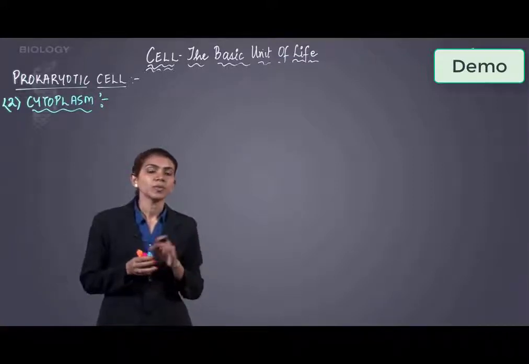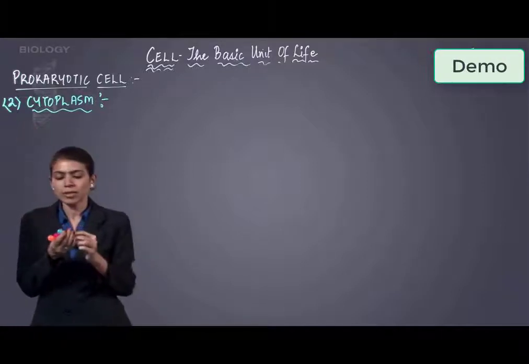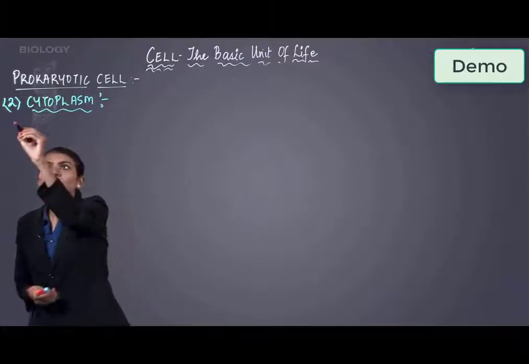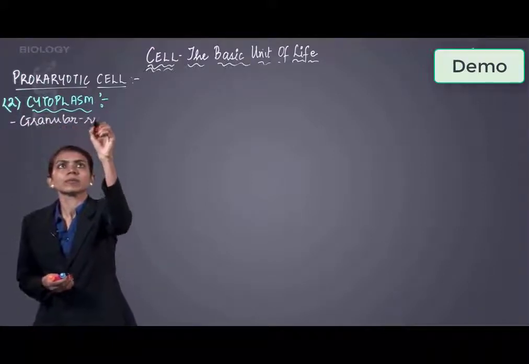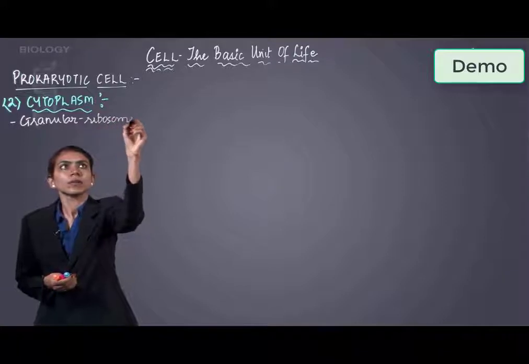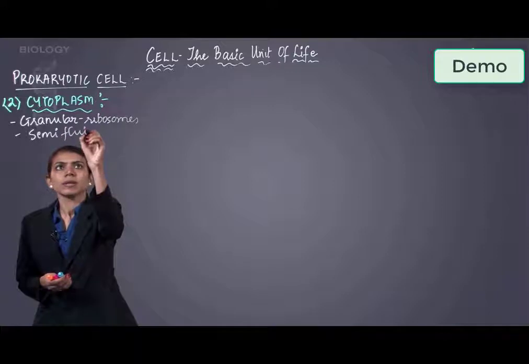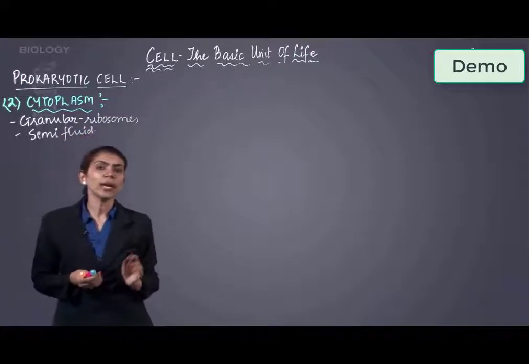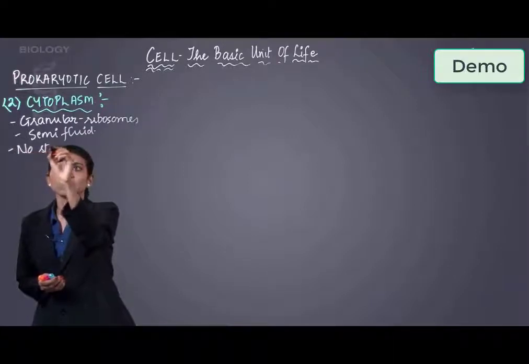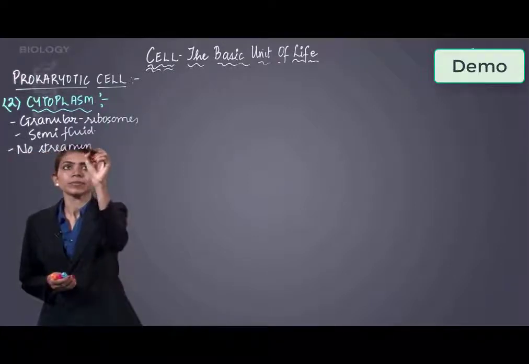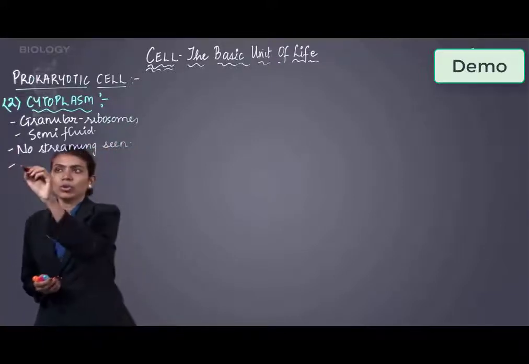Here, the cytoplasm is semi-liquid type or semi-fluid. So I can say that the cytoplasm is granular because of ribosomes and it is of semi-fluid type. It is semi-fluid, but it does not show any streaming movement. So no cytoplasmic streaming is seen. And there are no membrane-bound organelles.